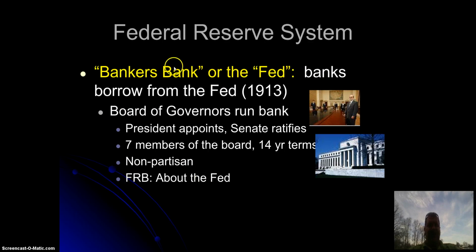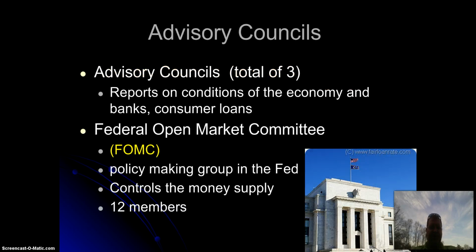The Federal Reserve System is the bankers' bank, or the Fed. Banks borrow from the Fed. The Board of Governors runs the bank. These are presidential appointments the Senate ratifies. There are 7 members of the board, and they serve 14-year terms, so they're probably not so willing to give up their vote. They're trying to make them a little more like judges, where they aren't so influenced by voters. It's nonpartisan, so there's not really Democrats or Republicans. These people just have their opinion on where the banks should go, and they're appointed and ratified to serve on the Board of Governors for the Federal Reserve System.